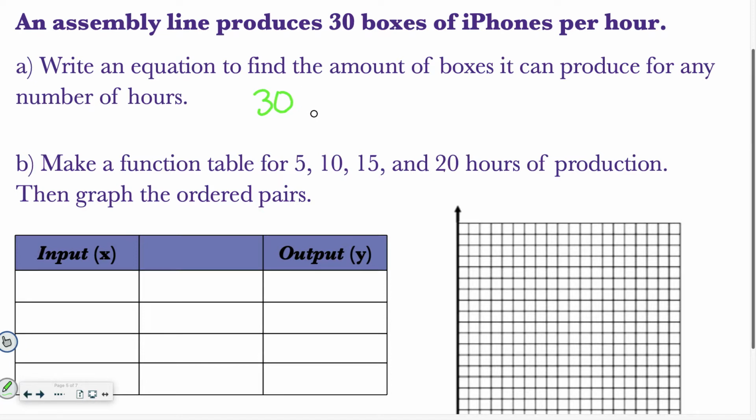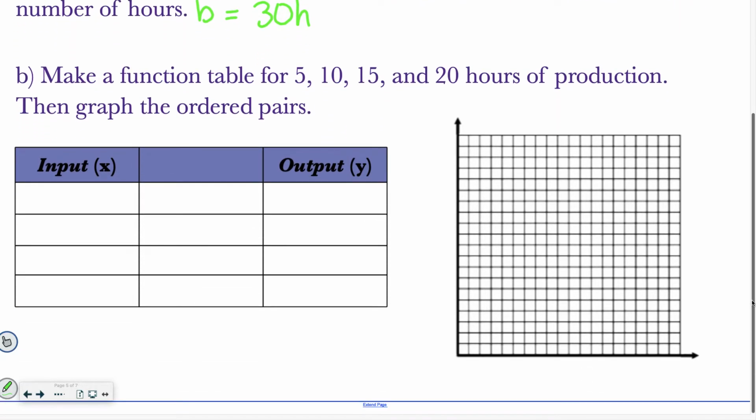So since I don't know how many hours the assembly line has been working, I'm going to use a variable. So my equation would be the number of boxes equals 30 times h, the number of hours. All right, so then make a function table for 5, 10, 15, and 20 hours of production.